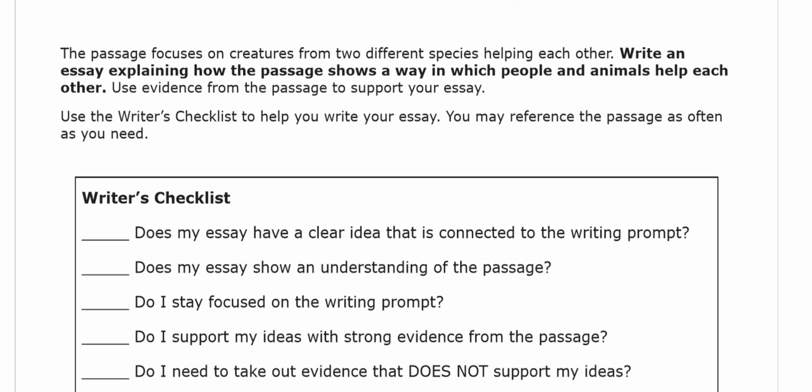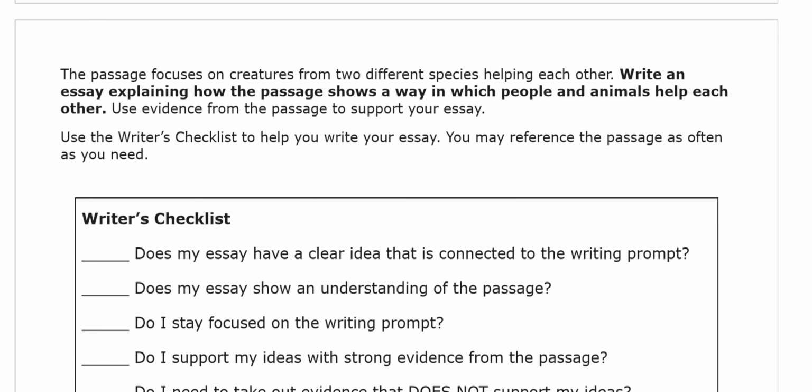Let's go ahead and get started. In this one, it tells the students that the passage focused on creatures from 2 different species, and it gives us a little information about how they helped each other. You know me, for how my brain works, I just like to highlight things as I'm reading and put things that seem to go together. So in my mind, they're creatures from 2 different species, and then you'll see I have a little space, and that they're helping each other. So I've got 2 things I want to keep in mind there.